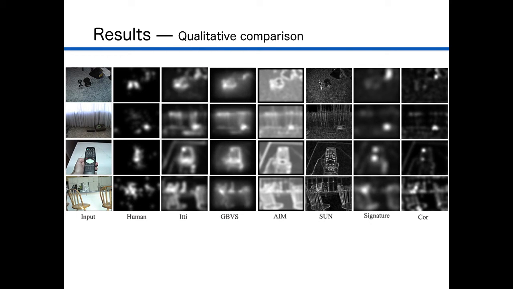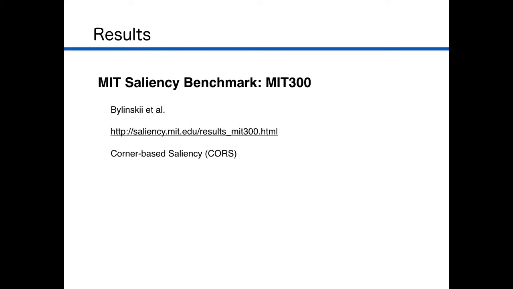This is an example of Saliency maps from different algorithms, and the proposed model is at the last column. Our model is also tested on the MIT Saliency benchmark. It ranks 16 out of 58 models.